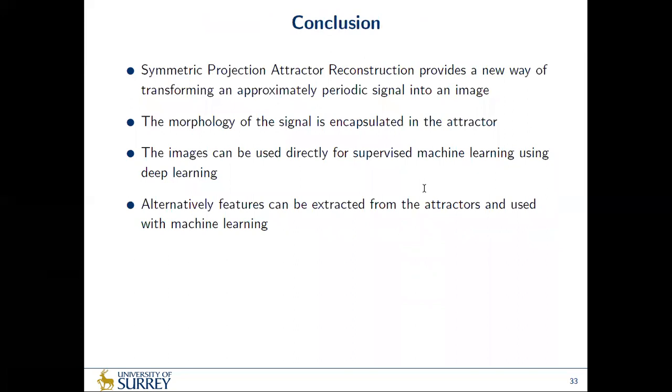So, to conclude, symmetric projection attractor reconstruction provides a way of transforming an approximately periodic signal into an image which we can use with machine learning. And the whole morphology of the signal is encapsulated in the attractor, so any changes in the shape of the signal will result in changes in the attractor. So the images can be used directly for supervised machine learning using deep learning, or alternatively, we can extract features from the attractors and use it with machine learning.